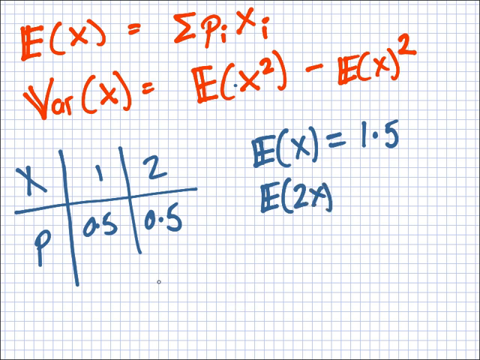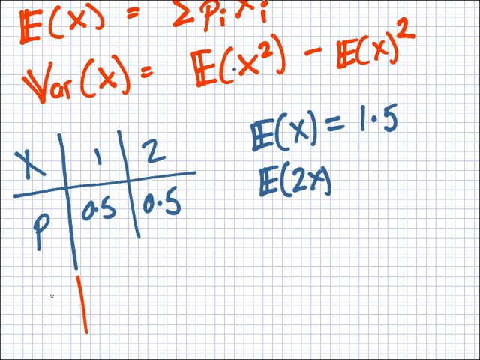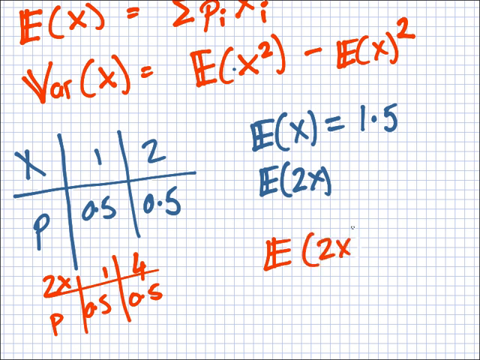Now, suppose I was to ask you for the expected value of 2x. If that's x, let me put down another table here. This is what 2x would look like. You'd have a 2 here and a 4 here, and the probability of each outcome is still 0.5. So let's calculate the expected value now for this 2x. Oh yeah, sorry, thank you. 2 and 4.